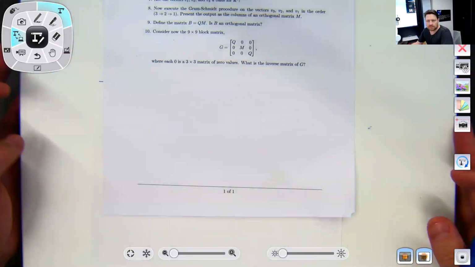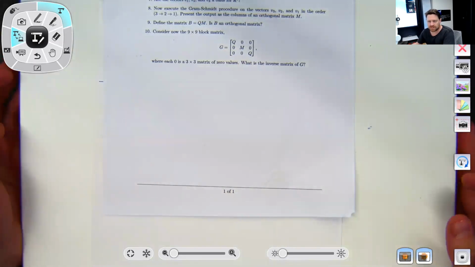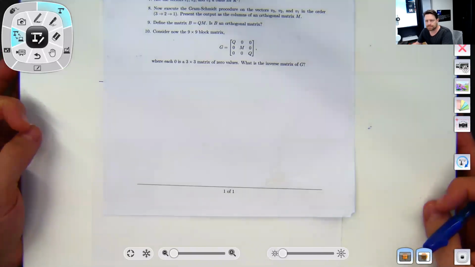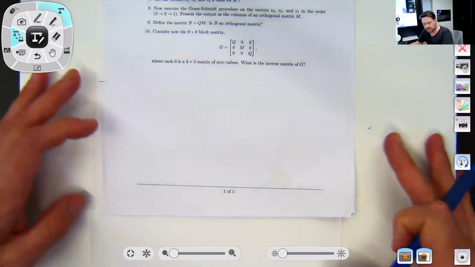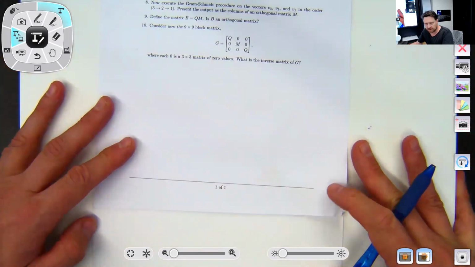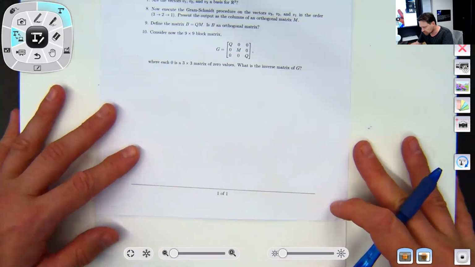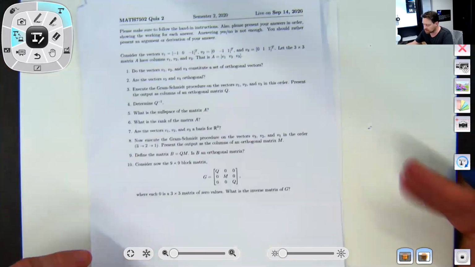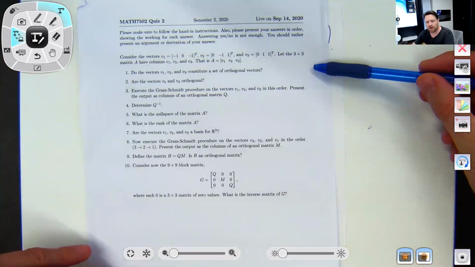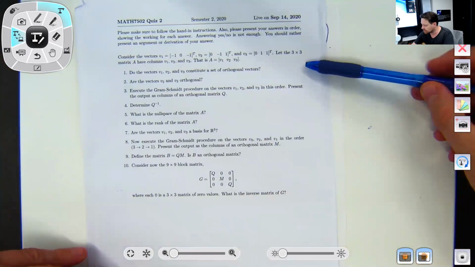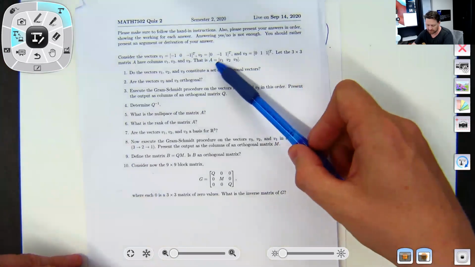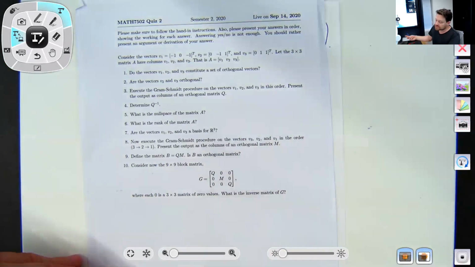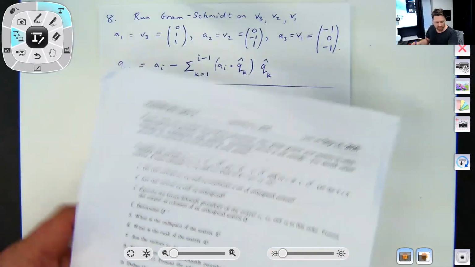Okay, so our first one says, now execute the Gram-Schmidt procedure on the vectors v3, v2, v1 in that order. Present the output as columns of an orthogonal matrix M. I've taken the liberty of renaming letters here. The vectors you're given are up here at the top. We're doing this in reverse order: we're calling v3 the first vector, v2 the second, and v1 the third vector in the procedure.